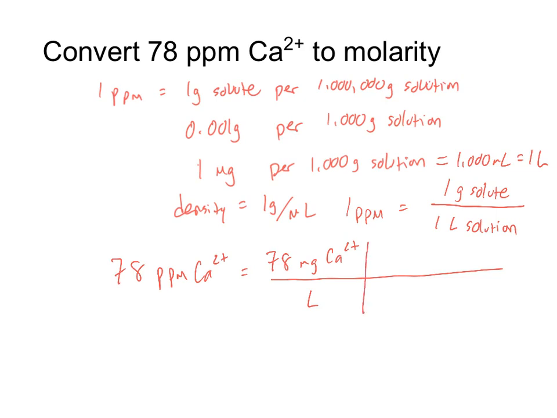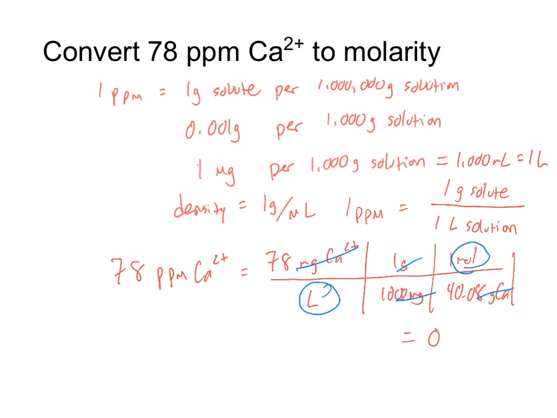And so I can convert that 78 milligrams over to grams. I can then use the molar mass of calcium to convert to moles. And if I look at how my units work out there, milligrams cancels out, grams cancels out, and I'm left with moles divided by liters, which are our units of molarity. And so in this case, I would have a 0.0019 molar solution of calcium ions.